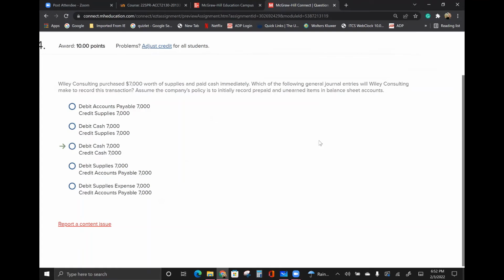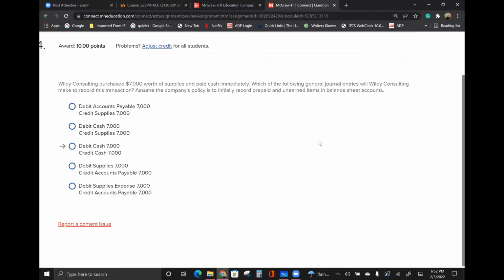So we're saying they purchased 7,000 worth of supplies and paid cash immediately. So I know, because they said that, that I have cash in my transaction. That's going to be part of my journal entry. Cash is an asset, normally has a debit balance, but it's going out. So what am I doing? Cash, credit. So I know that I have to pick an answer that has cash as a credit.